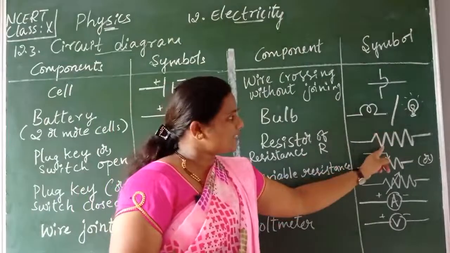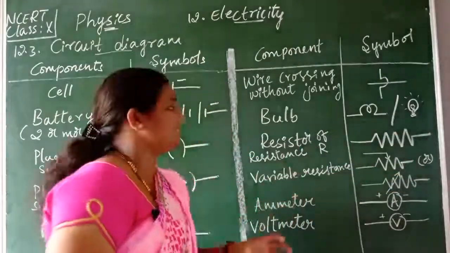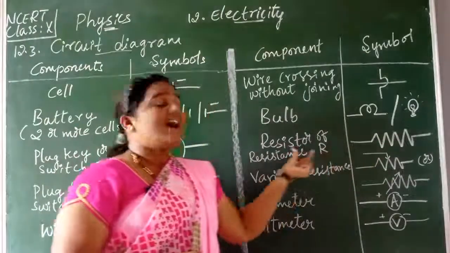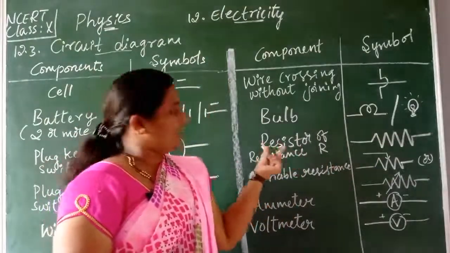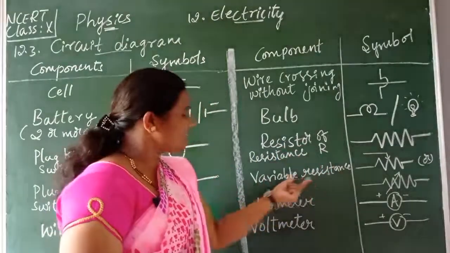Next, a resistor of resistance R is represented with this symbol, children. Some upper peaks and down peaks, up peak, down, up, down, like that peaks will be present, and it is the symbol of a resistor, isn't it? In detail, about resistance we will discuss in our next videos, children.